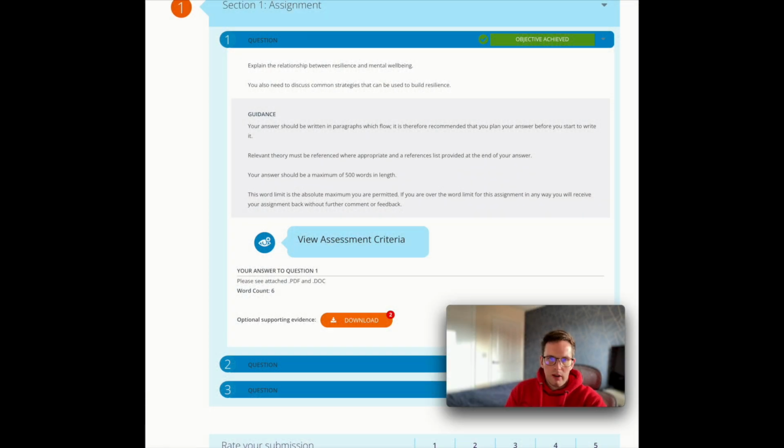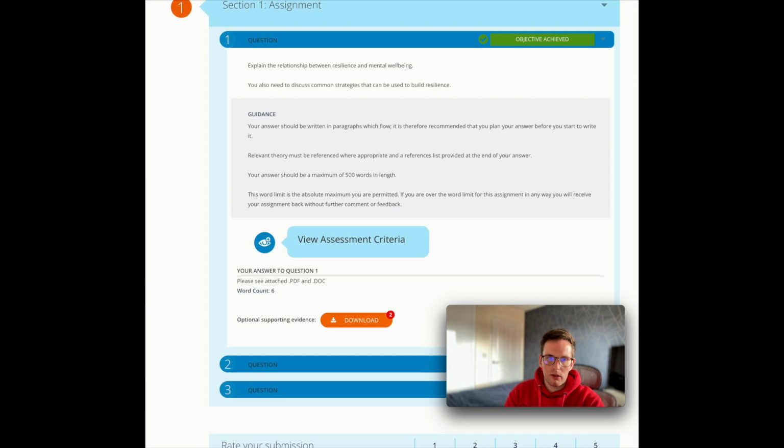Question 1 is explain the relationship between resilience and mental well-being, and also need to discuss common strategies that can be used to build resilience. Now you get a little light grey box with guidance in it, and it's really important that you read the guidance because that is how you answer the question and that's how you get the overall achieved grade.